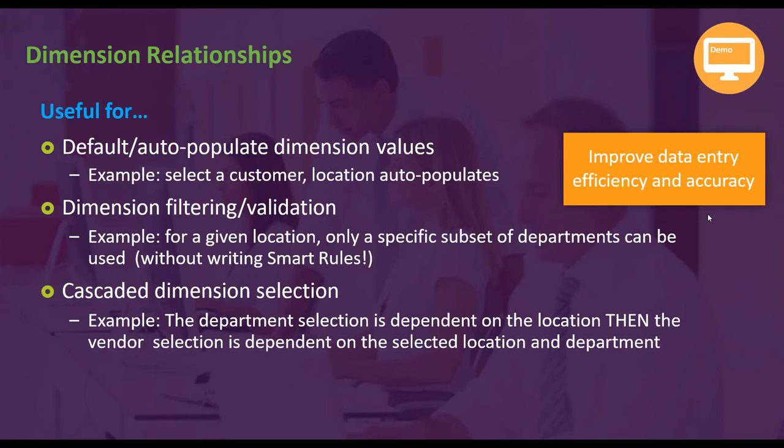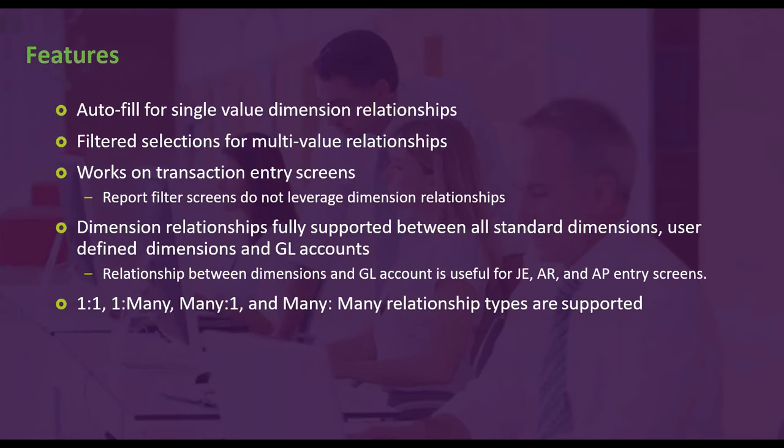And then we can have cascading dimensions, which means that possibly we choose a customer that has a default location value. And then within that location value, maybe we are limited to the number of classes that we could assign to that transaction. So that's referred to as a cascaded dimension selection. One of the great values of this is that you can autofill it with a single value. I just talked about filters.